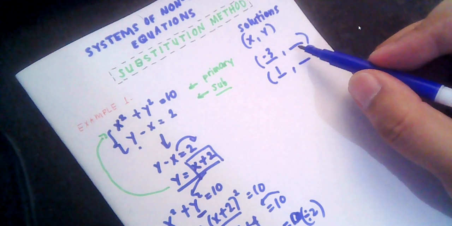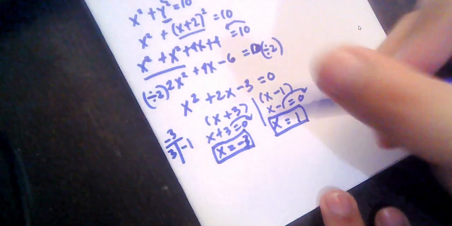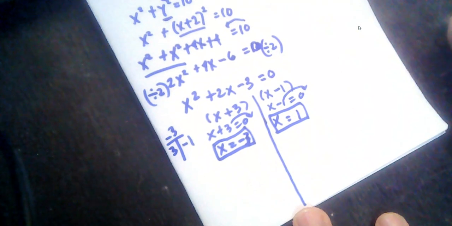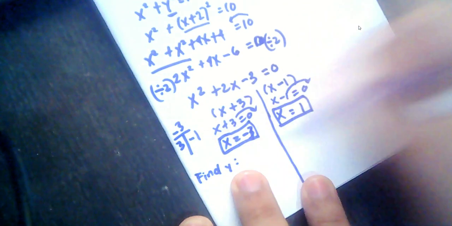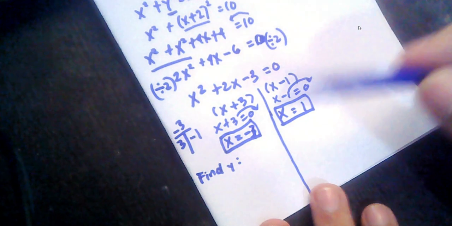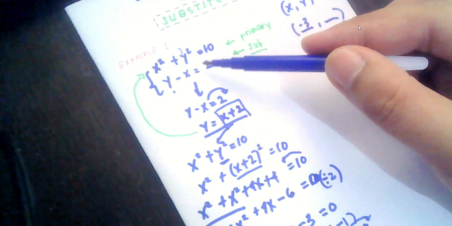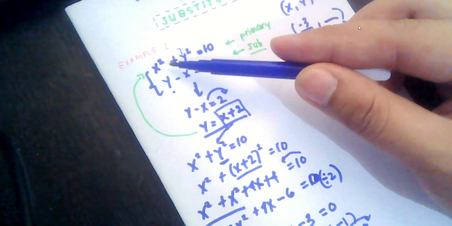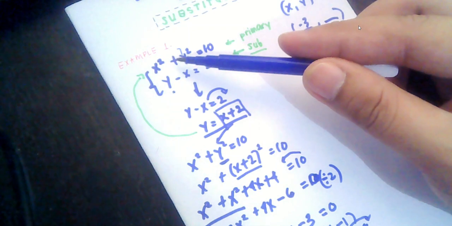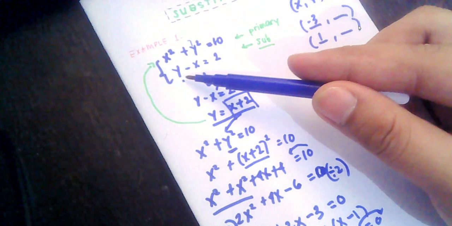We are going to find the value of y. How to find the value of y? You're just going to substitute the value of x in either of the original equations. In this case, we are going to choose the shorter one. But even if you choose the first one, still it would have the same answer. Okay, take note. So we are going to choose y minus x is equal to 2.